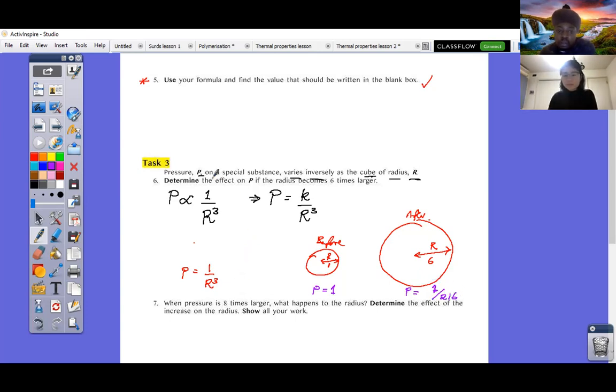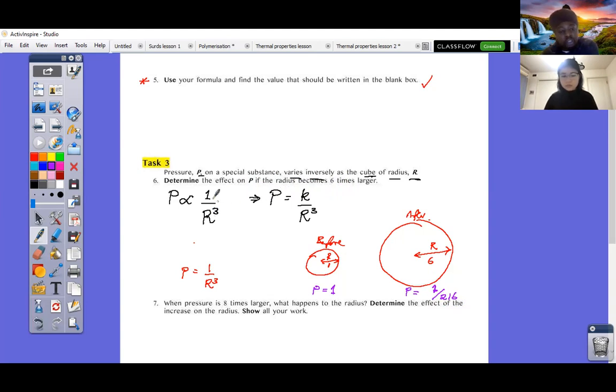Now, determine the effect on P if the radius becomes 6 times larger. Well, P has been reduced by what factor? By a factor of 216. It was 1, and now it is 1 divided by 216. So when the radius becomes 6 times bigger, the pressure drops by a factor of 216. Did you follow that? It doesn't matter what value of K.